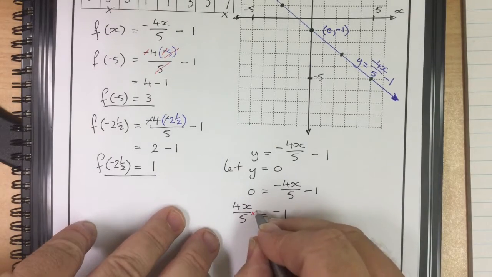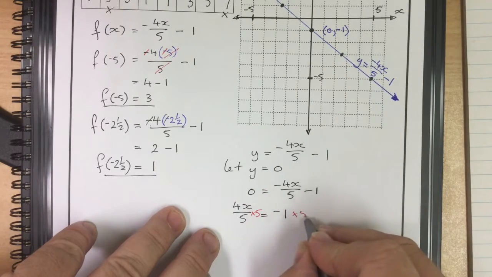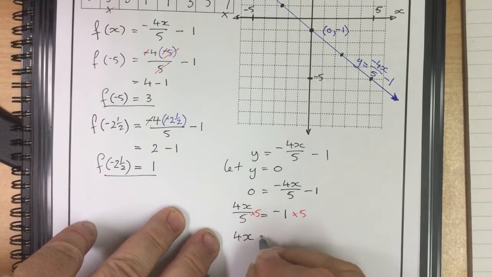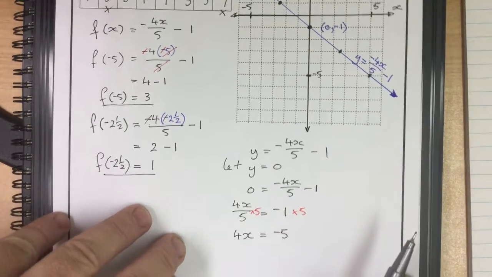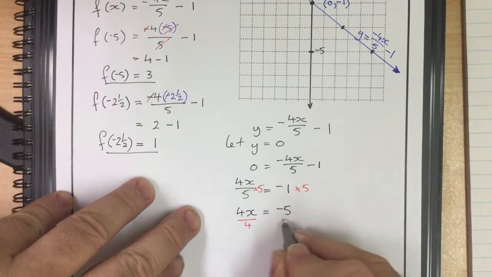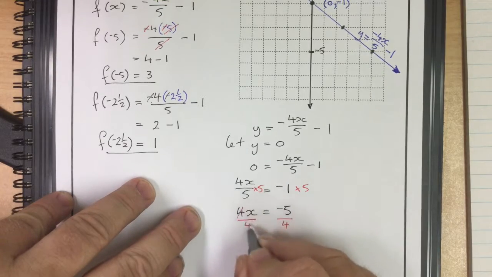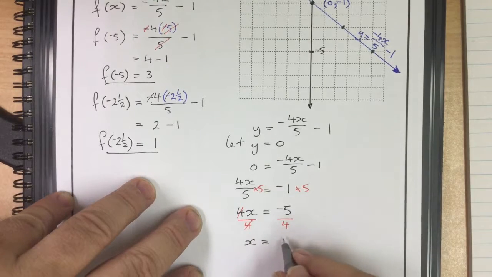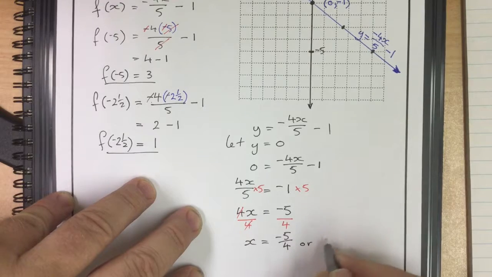I'm going to multiply this side by 5, which means I multiply this side here by 5. So 4x would equal -5. And now I'm just going to divide this by 4, which means I divide this by 4 on this side here. And you can see here that x value is equal to -5 on 4, or -1.25.